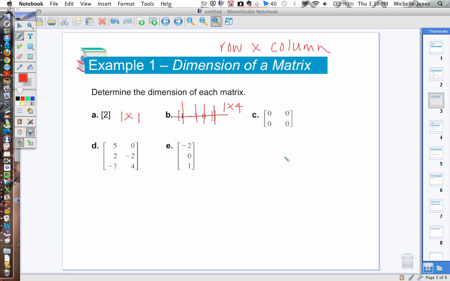So how about the next one? We've got 2 rows, 2 columns. So this is a 2 by 2 matrix, which we'll actually see later is a square matrix. A is also a square matrix. For D, you've got 3 rows, 2 columns, so it's a 3 by 2. And then the last one is E. You've got 3 rows, but only 1 column. So this is a 3 by 1. So that's how you would determine the dimension of a matrix.